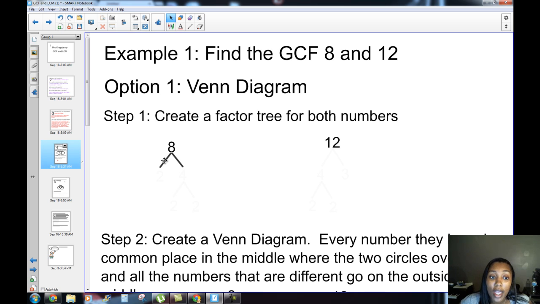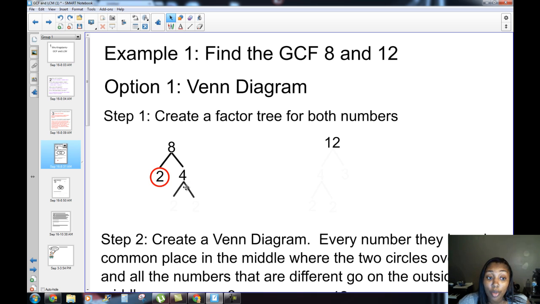So the first thing I have to ask myself with the number 8 is, well, what multiplies to give me 8? Well, I know 2 multiplies to give me 8, and I know 4 multiplies to give me 8. And then I have to ask, is 2 a prime number? And the answer is yes, 2 is a prime number, so we're just going to go ahead and circle that. And then we have to ask, is 4 a prime number? And no, it's not, so we're going to actually keep going.